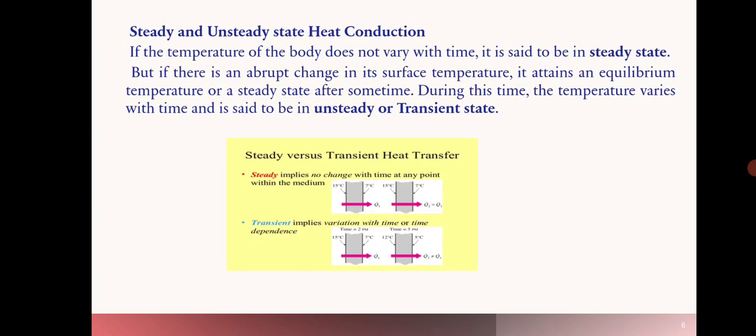Steady and unsteady heat conduction. If the temperature of the body does not vary with time, it is said to be in steady state. But if there is an abrupt change in its surface temperature, it attains an equilibrium temperature or a steady state after some time. During this time, the temperature varies with time and is said to be unsteady or transient.